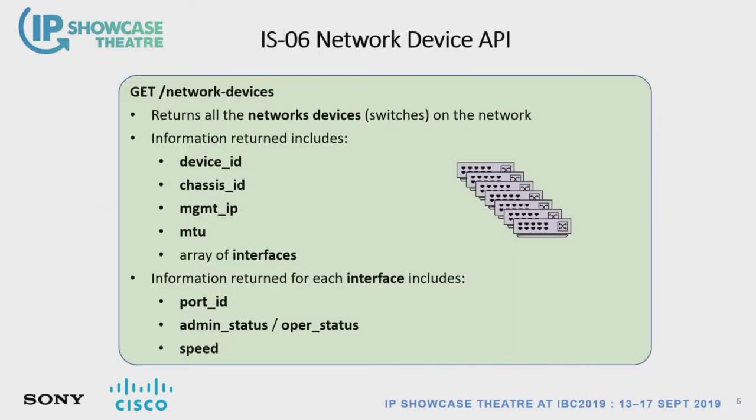So a bit more information on the network devices call now. If you do a get/network devices over to the network controller, the broadcast controller then receives a whole lot of information about the switch from the network controller. I'm using switch or network device interchangeably here because within the spec, network device is used to mean switch. So you get the device ID, that's just an ID for the switch, the chassis ID, the management IP address, the MTU, and an array of all the interfaces on the switch. That's every port on the switch. And then for each port, the port ID, whether it's up or down, and the speed available on that port.